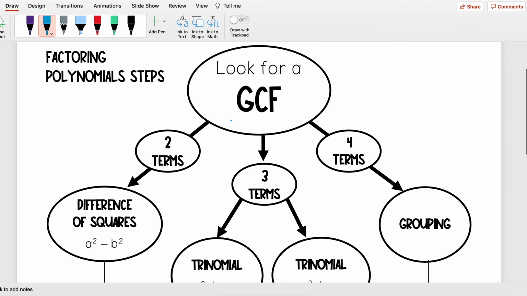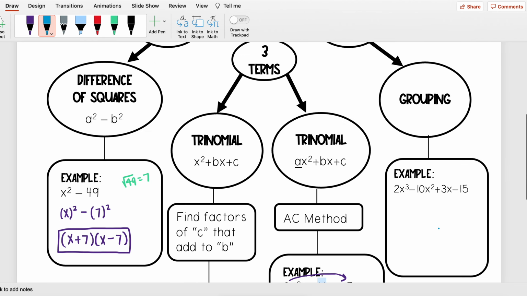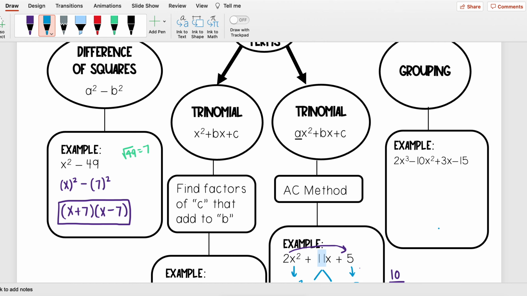Now let's say you found a GCF, maybe you didn't, and now we have 4 terms. That is when we're going to be factoring by grouping. And when we factor by grouping, that's when we find the GCF of our 2 pairs. And so looking at my first pair here, my GCF among my numbers is 2. And then I see that they also share an x squared. In my second pairing, I see my GCF is 3.